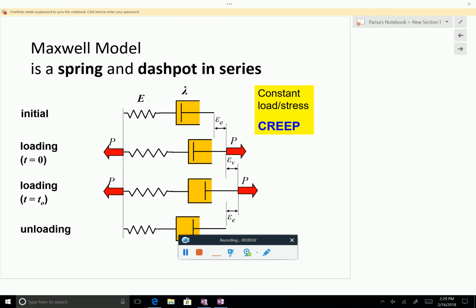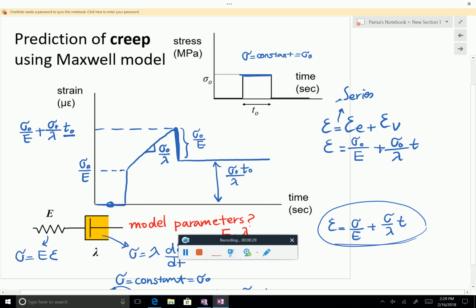To recap, in case you forgot, we started looking at viscoelastic models. These are the models which have an elastic part, which is the spring, and a viscous part, which is the dashpot. We started with the Maxwell model, where the spring and dashpot are in series. And we looked into the creep behavior, and we saw that it looks something like that.